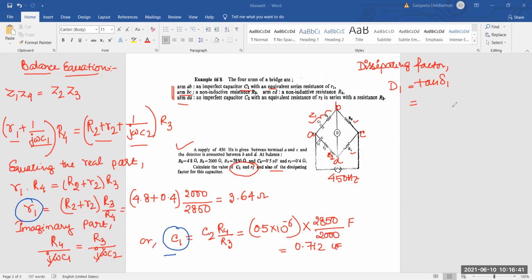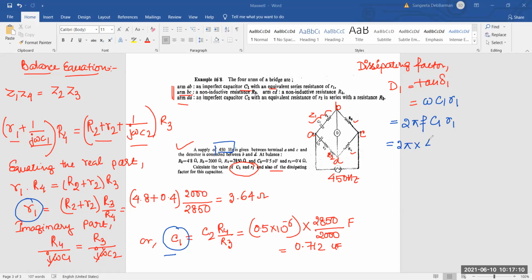What is given in the problem? See, your frequency is given now, 450 hertz. Supply is given. We haven't yet used the supply also. So the formula will be omega C1 R1. Clear? So what is omega? Omega is 2 pi f, C1 R1.